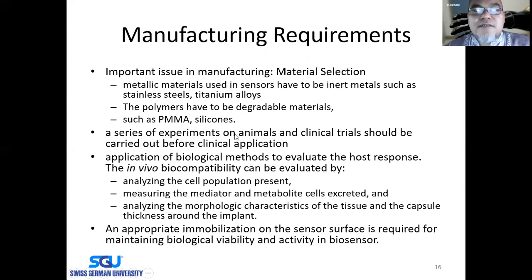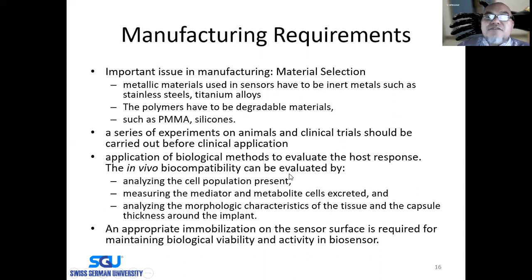A series of experiments on animals and clinical trials should be carried out before clinical applications. This is what applies, for example, to GeNose. Although GeNose did not include any more animal trials, it was directly tried with human subjects in various hospitals. This is when they were doing the testing of GeNose, before they did application with real patients of COVID-19.